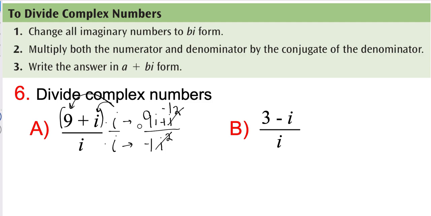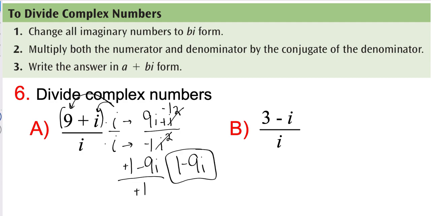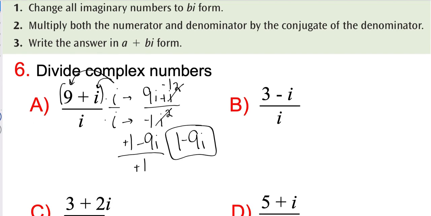So on top, I have 9i minus 1, but we want to flip that around. Negative 1 plus 9i over negative 1. And we don't ever want to leave a negative in the bottom. So remember from a previous lesson, negative 1 in the bottom will flip everything in the top. So that'll flip to a positive, that'll flip to a positive, and this will flip to a negative. And then I just rewrite it out. So 1 minus 9i. Okay? So B, give it a try, and then come back to it.